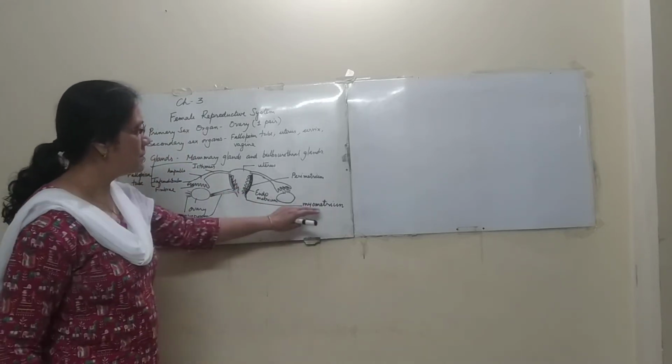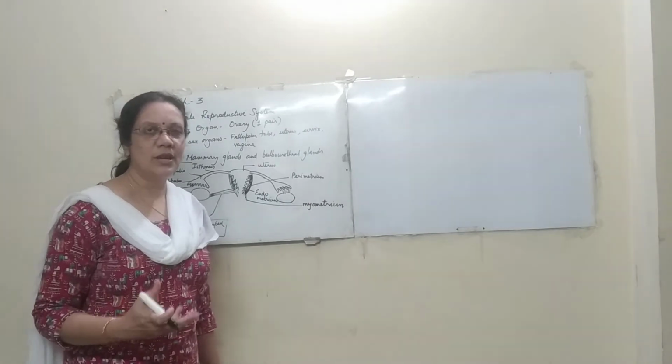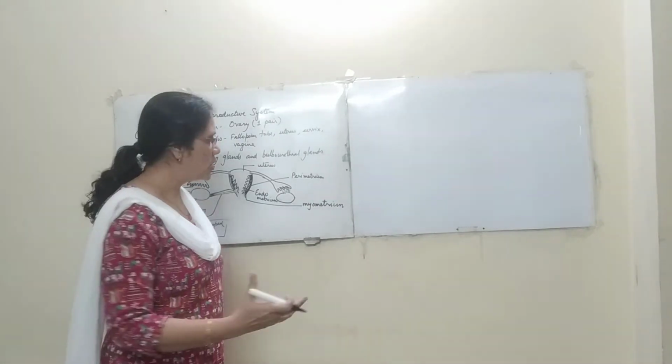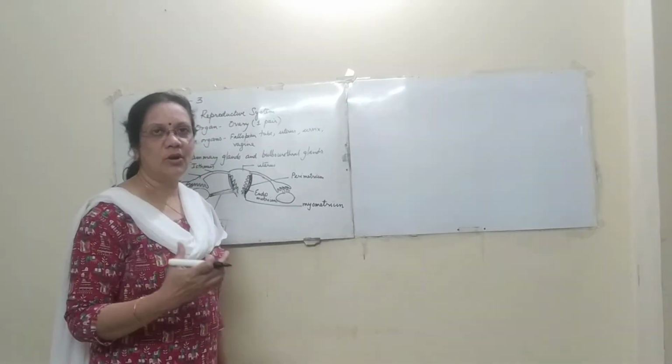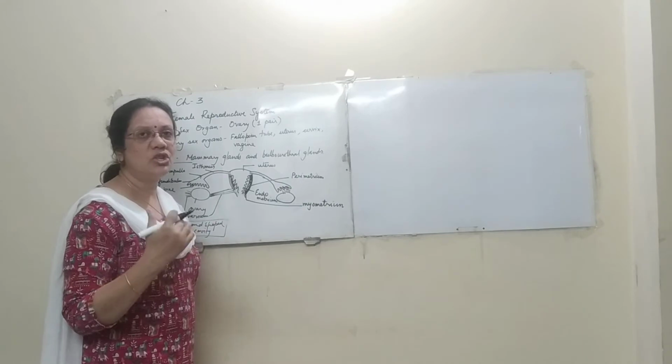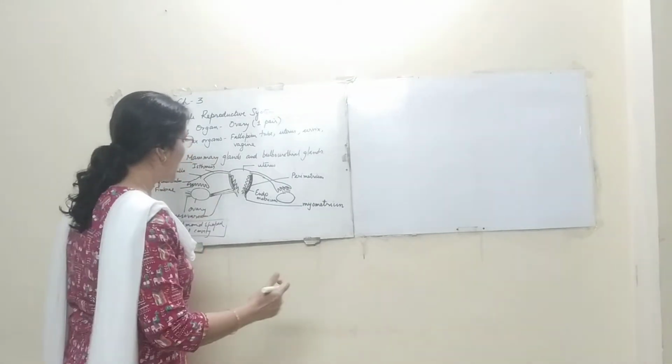Now, the myometrium, since it is muscular, helps in childbirth because it undergoes rapid contraction. And the endometrium is the layer which is shed during the menstrual cycle.